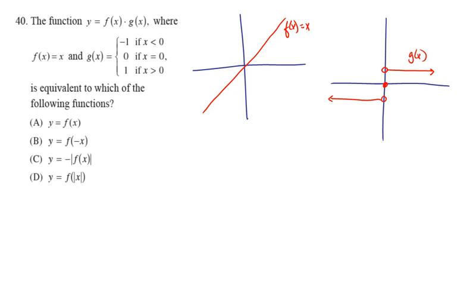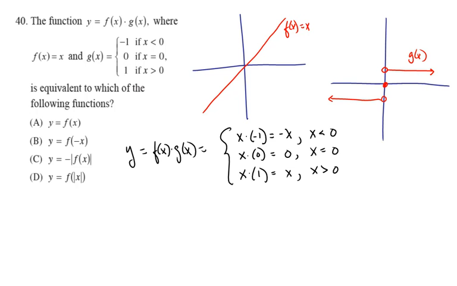So our product function, which is y, will look something like this. It's x times -1 or negative x when x is less than 0, x times 0 or 0 when x is equal to 0, and x times 1 or x when x is greater than 0. And when we graph that, it looks very much like y equals absolute value of x. But that's not one of the answers.